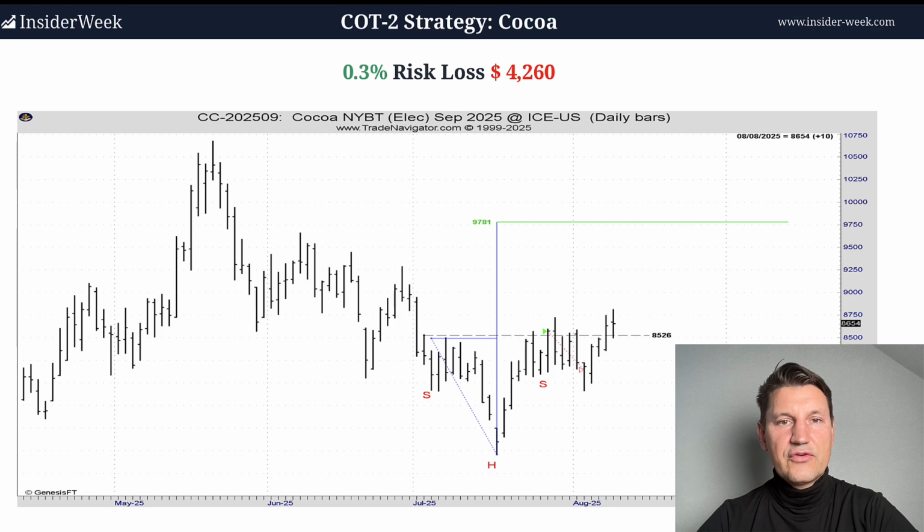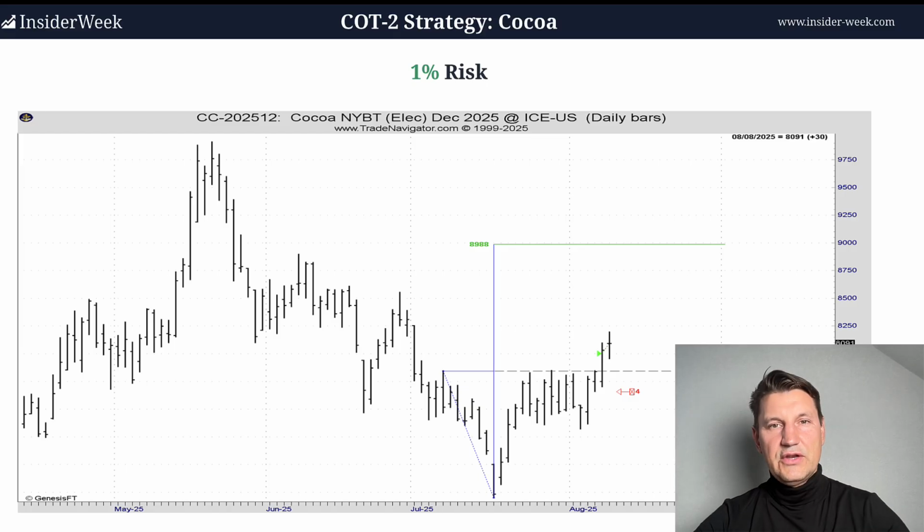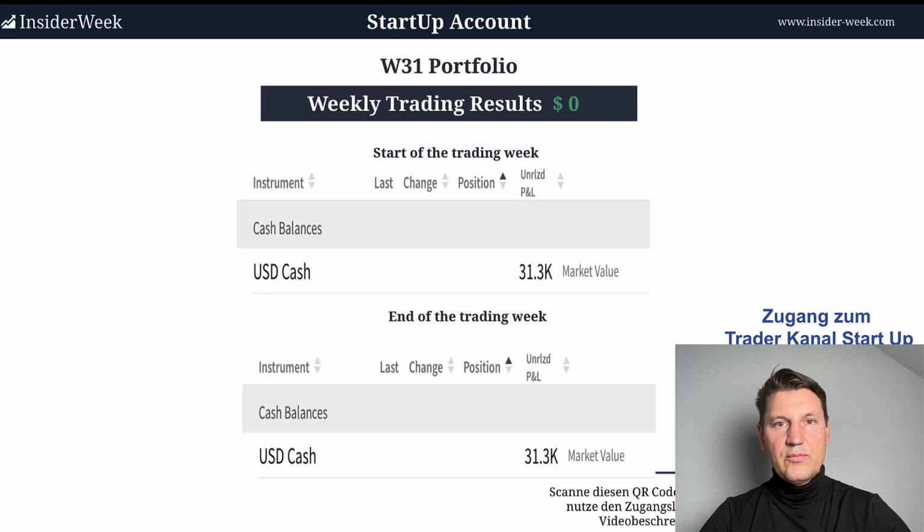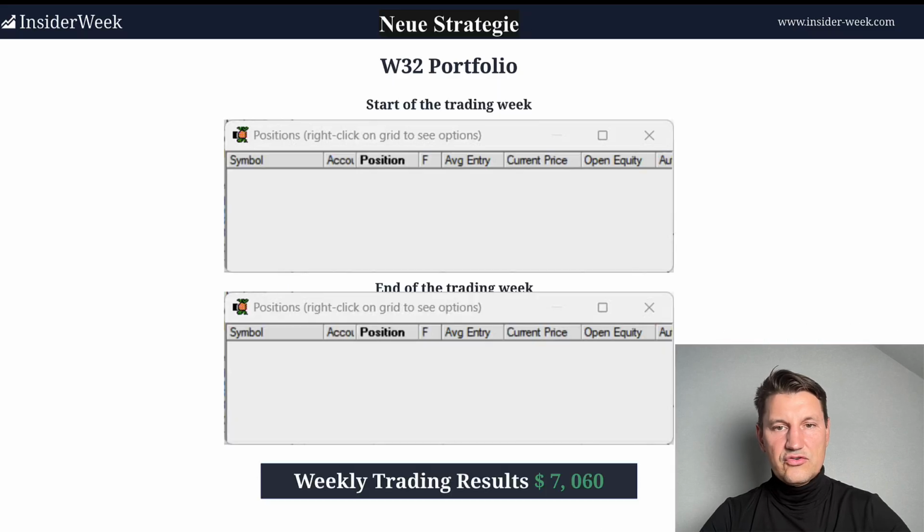Here you can see my trade in cocoa. I risked 0.3% of my $1.5 million account, and as you can see I lost $4,260 with this trade. Here you can see my other trade in cocoa. I opened a long trade here. I am 4 contracts long in this market and the trade is still open. On my small account I didn't do any trades.